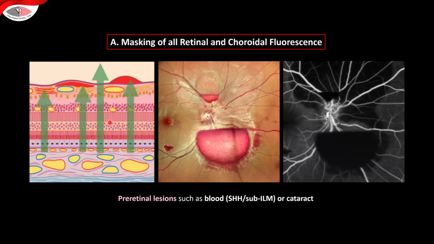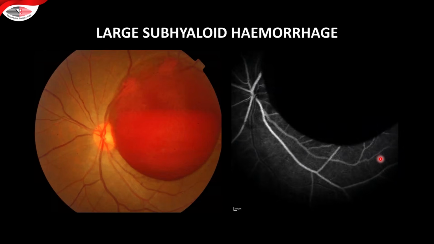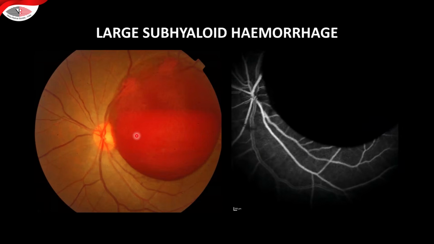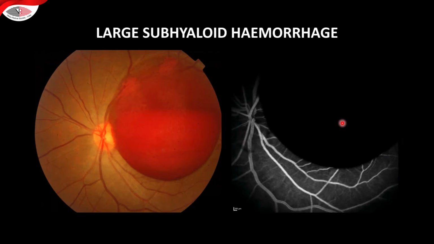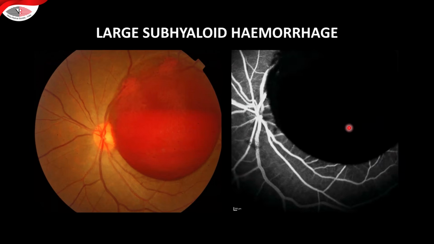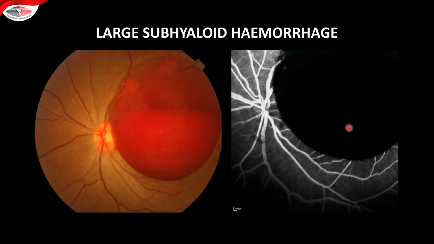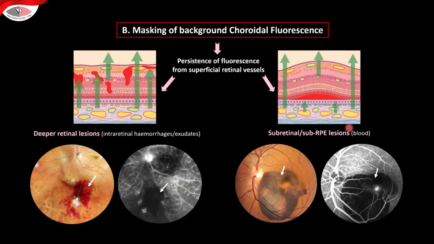Here is an example of a pre-retinal hemorrhage, which is there in front of the retina, in the pre-retinal space, a subhyaloid hemorrhage, and as you see on the right side, the hemorrhage is blocking the vessels seen behind. So this is masking, this is a pre-retinal lesion. A large subhyaloid hemorrhage, you can see here, and on the fluorescein, everything is blocked in that area because there's a hemorrhage which is resting in front of the retinal plane and blocking all our view.